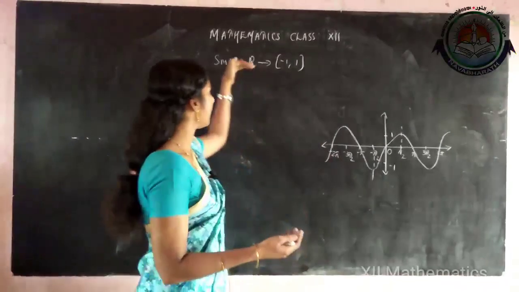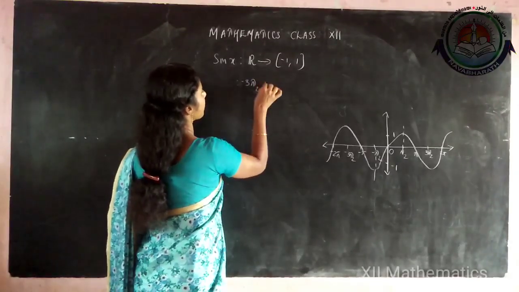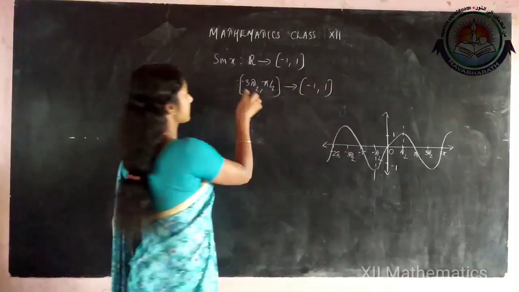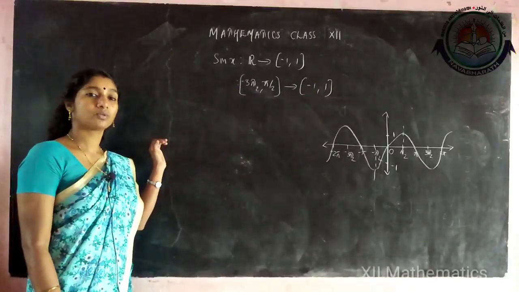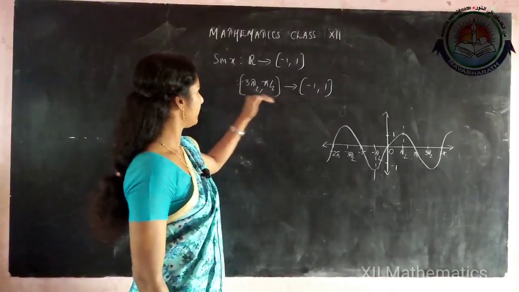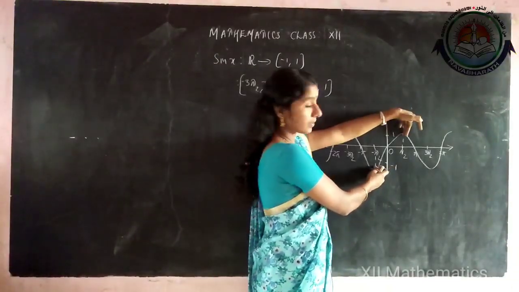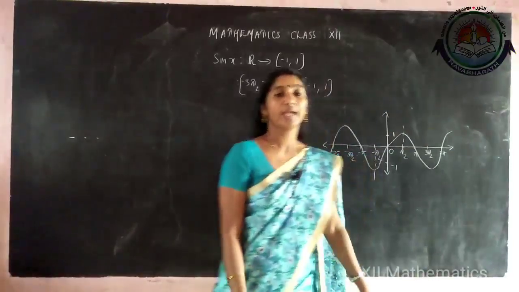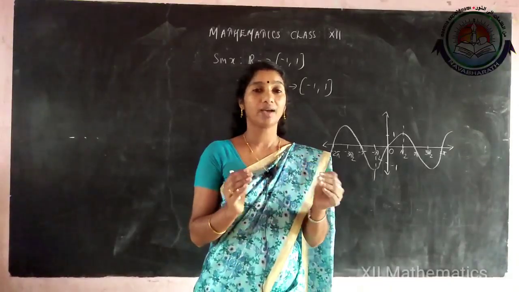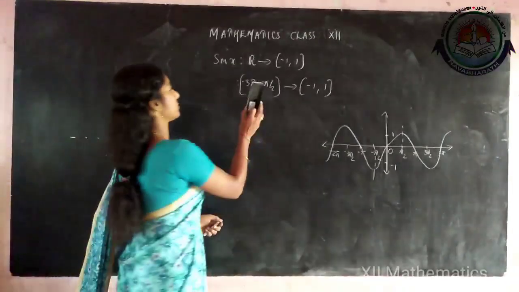Means now, instead of R, if you take other intervals, like minus 3 pi by 2 to minus pi by 2, one interval, and define the function sin x from minus 3 pi by 2 to minus pi by 2, this one also is a 1-1 function. But among these branches, minus 3 pi by 2 to minus pi by 2, minus pi by 2 to plus pi by 2, plus pi by 2 to plus 3 pi by 2, we are taking one branch as the principal value branch. That is our minus pi by 2 to plus pi by 2.